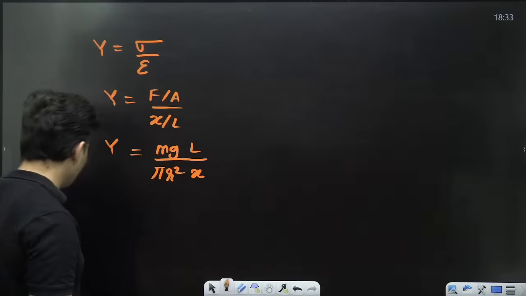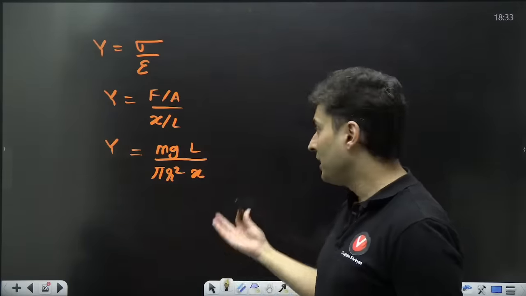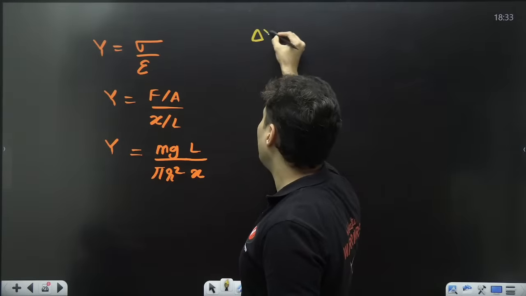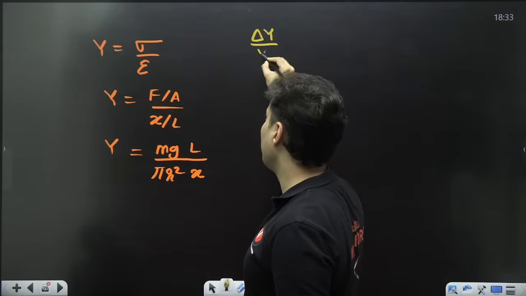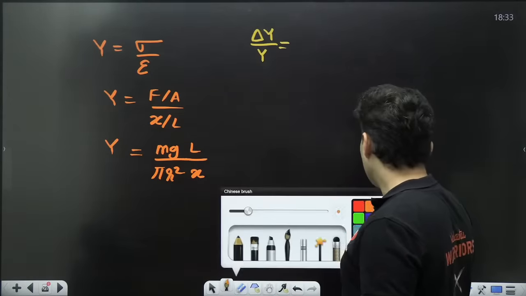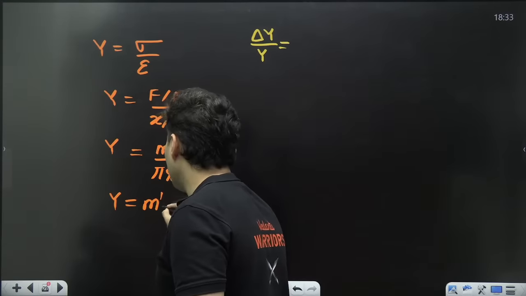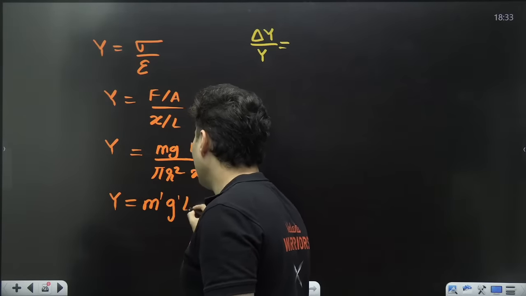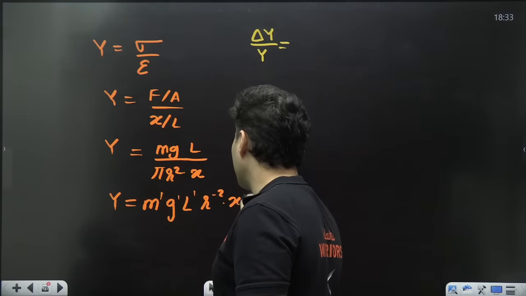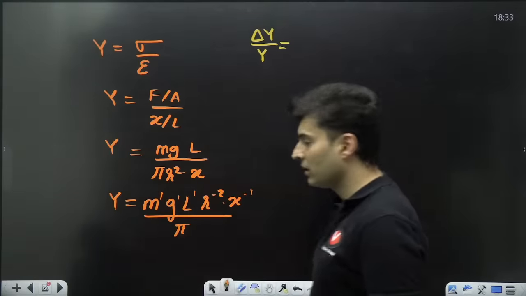Sometimes there can be questions on errors on this. Questions on error or percentage error in these type of formulas, where you might be asked to find what is the relative error or percentage error in the Young's modulus. In that case, what will you do? Write it in the power form. So this will become m raised to 1, g raised to 1, L raised to 1, r raised to minus 2, x raised to minus 1, the whole thing divided by pi, which is a constant.